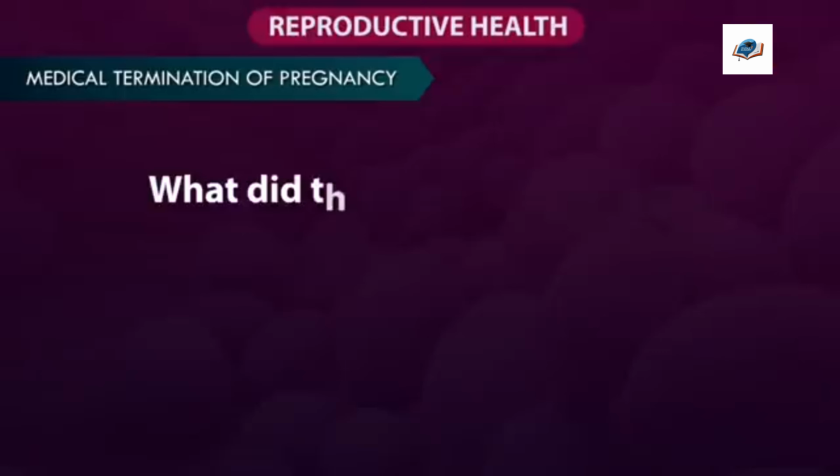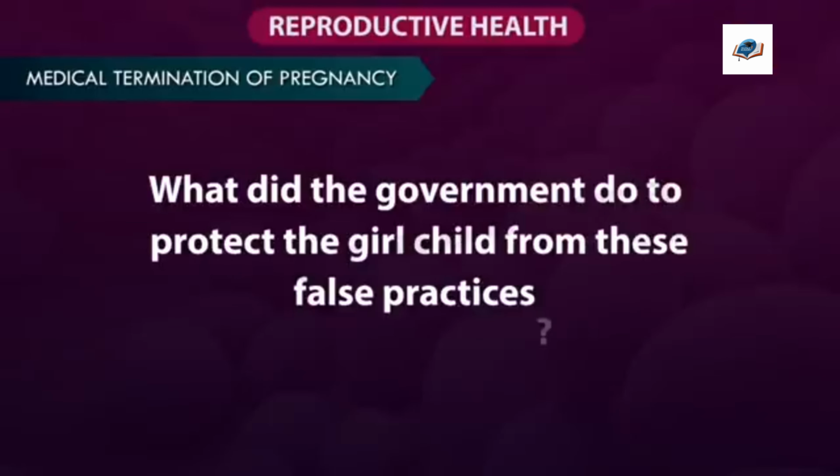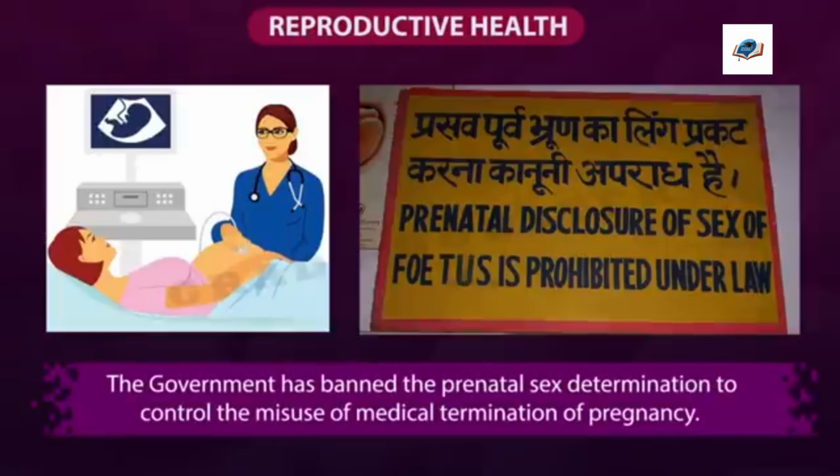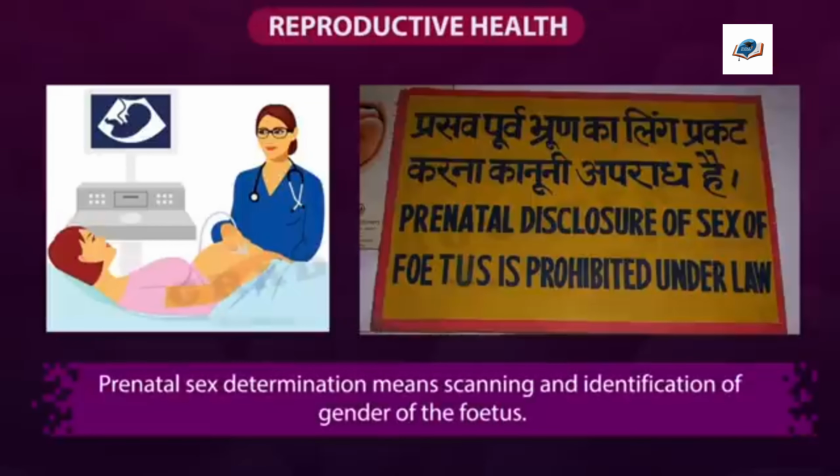What did the government do to protect the girl child from these false practices? The government has banned prenatal sex determination to control the misuse of medical termination of pregnancy. Prenatal sex determination means scanning and identification of the gender of the fetus. This is all about how organisms reproduce.